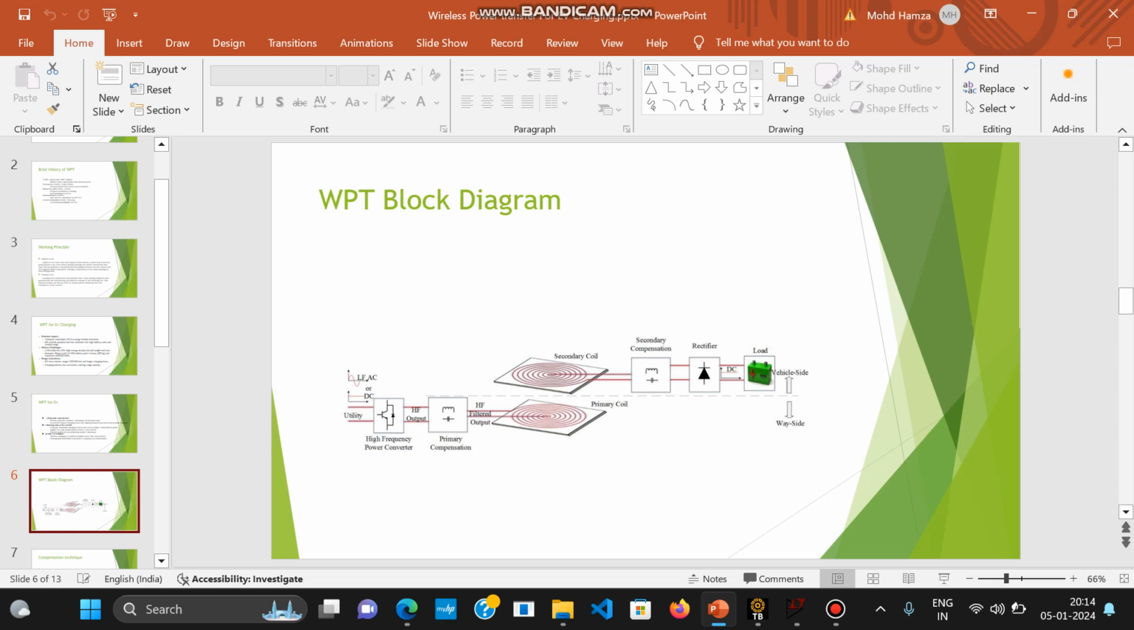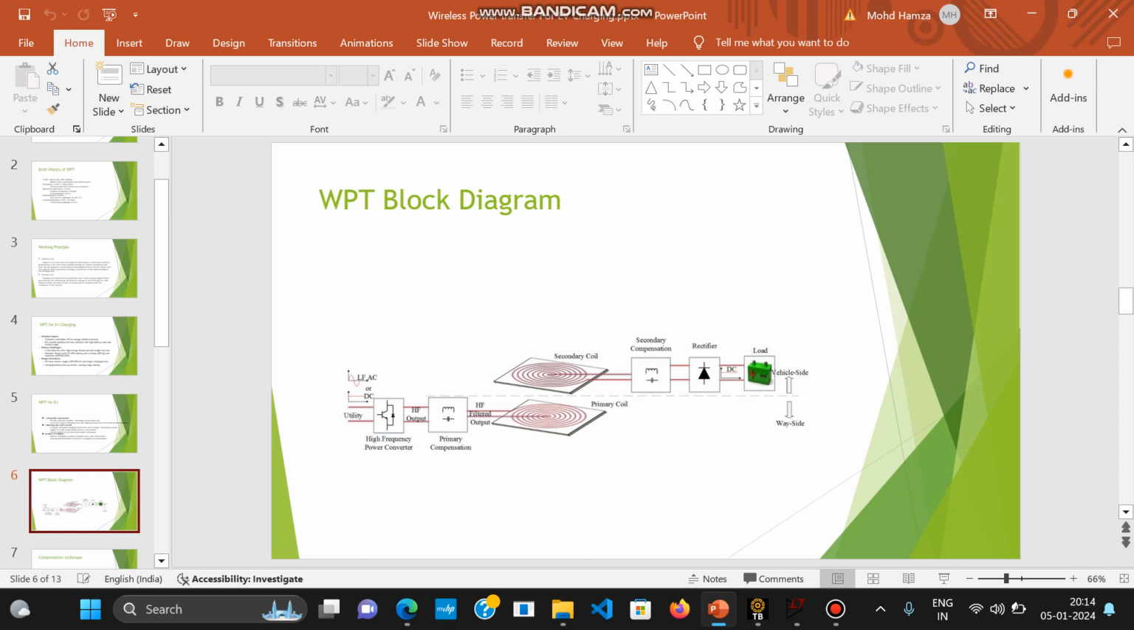Okay, so what is the frequency of this inverter? Its frequency is what we have specified in ANSYS, that is 85 kilohertz. So this inverter will convert the DC current into alternating current, which is at 85 kilohertz. Then the alternating current at 85 kilohertz is fed to this primary compensation.